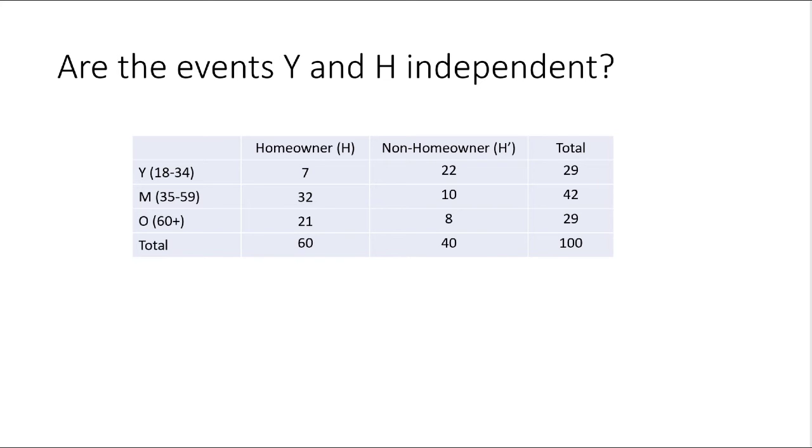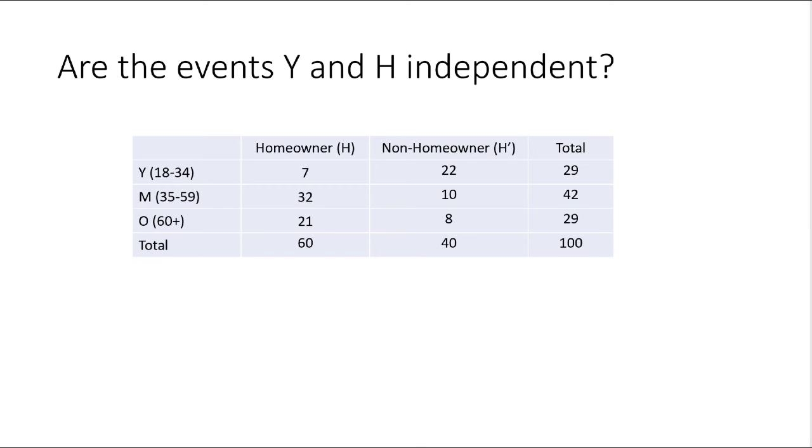So if Y and H, so that's young people and homeowner, if that's independent, then that would mean people in the 18 to 34-year-old age group are just as likely to be homeowners as people in the 60 and above age group, or the 35 to 59 age group. And so you probably know just in general that that's probably not true. Homeownership tends to be dependent on age. The older you get, the more likely it is that you will be a homeowner rather than a renter.